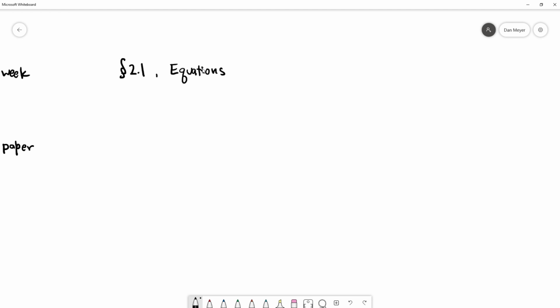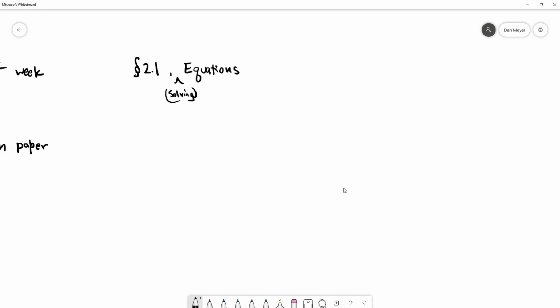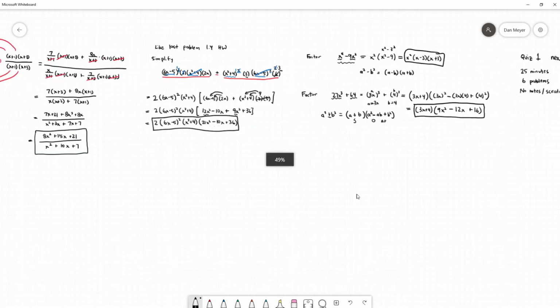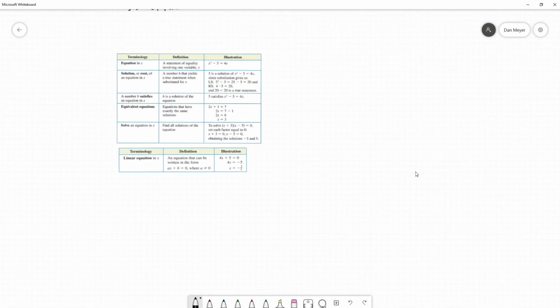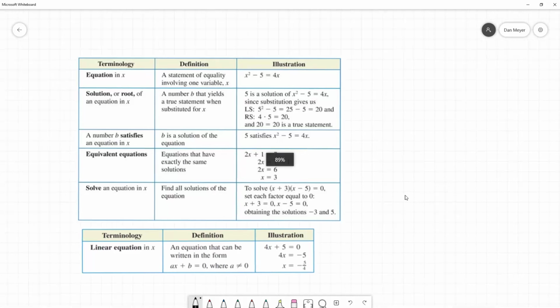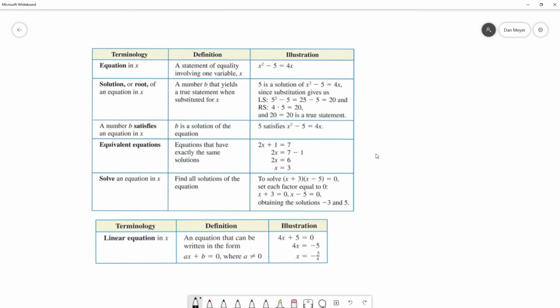And I guess more specifically, it's about solving equations. Okay? Now, some terminology that I want to bring up. This box is in your e-text. I guess I can move over here now. Actually, both of these boxes are in your e-text, so that we're all clear on the meaning of words.